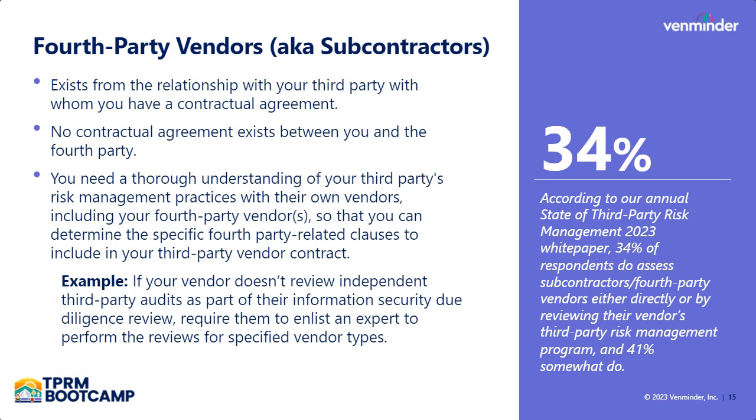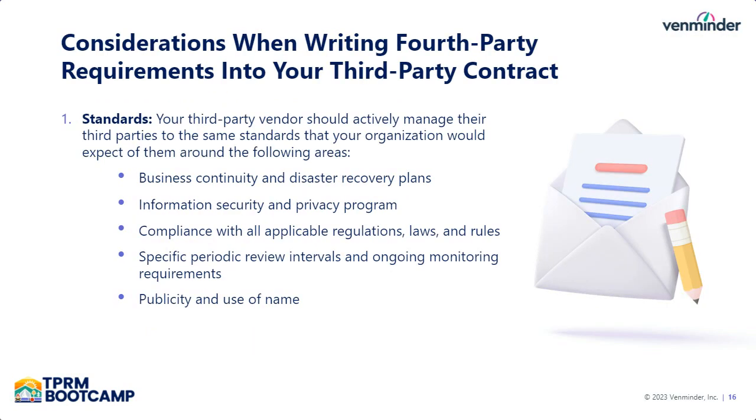Some things to consider when you are writing fourth-party requirements into your contract with your third party is, one, making sure that they are managing their vendors to the same standards that you are managing them. So you want to make sure that their third-party risk management program is including business continuity reviews, information security reviews, that they're compliant with all applicable laws, et cetera. There are several of those critical items that you're going to review your third party on that you, again, want to require that they do the same thing with their third party.